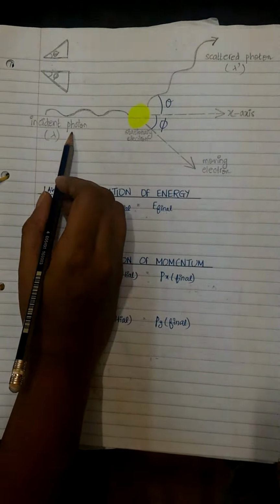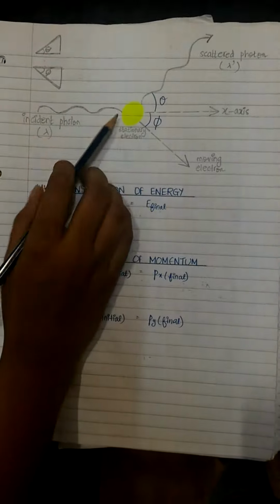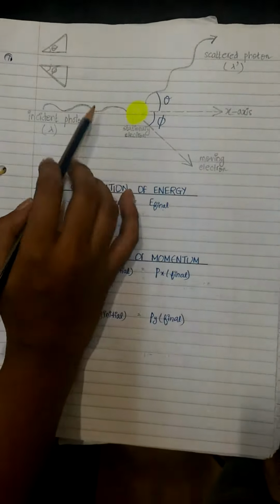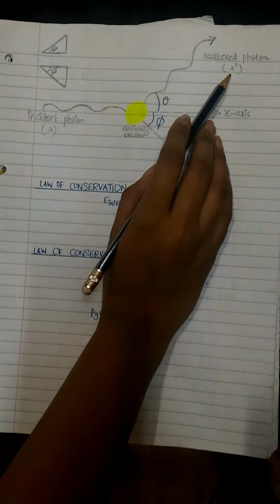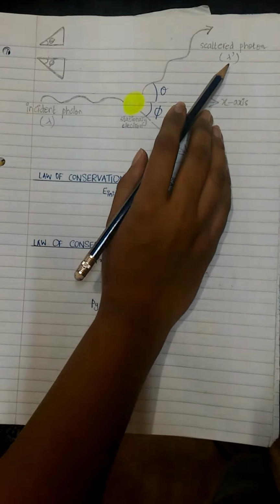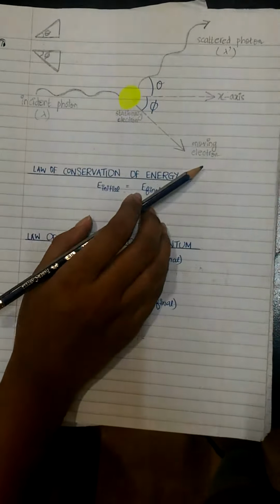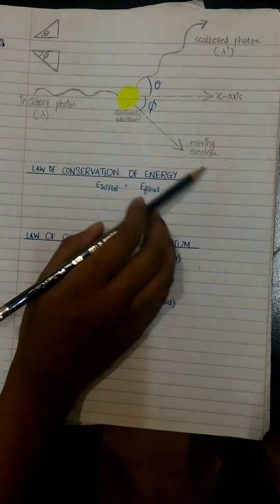Here we have the incident photon with wavelength lambda, and when it hits the stationary electron, the photon scatters and the wavelength changes to lambda dash. This wavelength is greater than the incident wavelength. The stationary electron gets kinetic energy and starts moving.